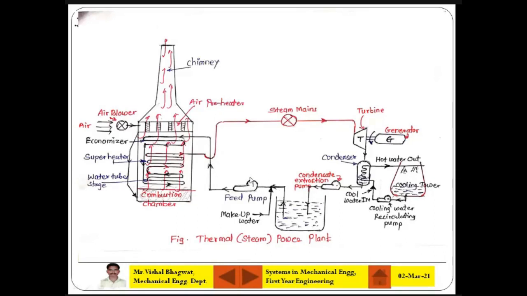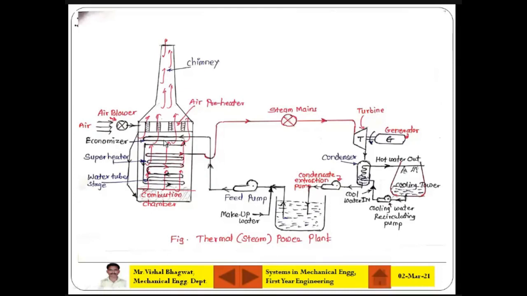So this is the symbol of a pump. Always draw this kind of symbol, and at the involute you need to put a dot, so it will give you a good representation of the feed pump. This is the symbolic representation of a feed pump in mechanical engineering. So this is pumping the water and supplying it to the boiler.